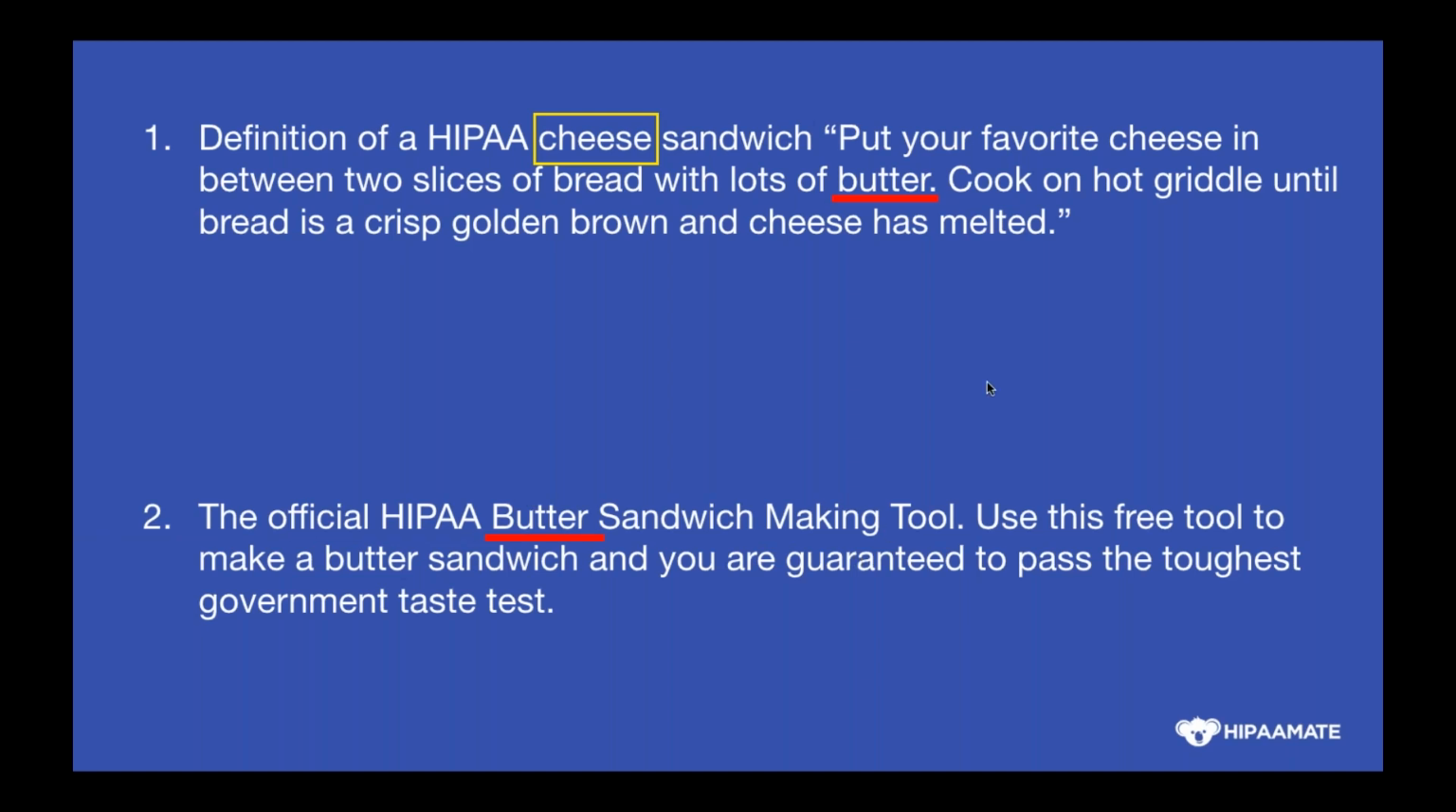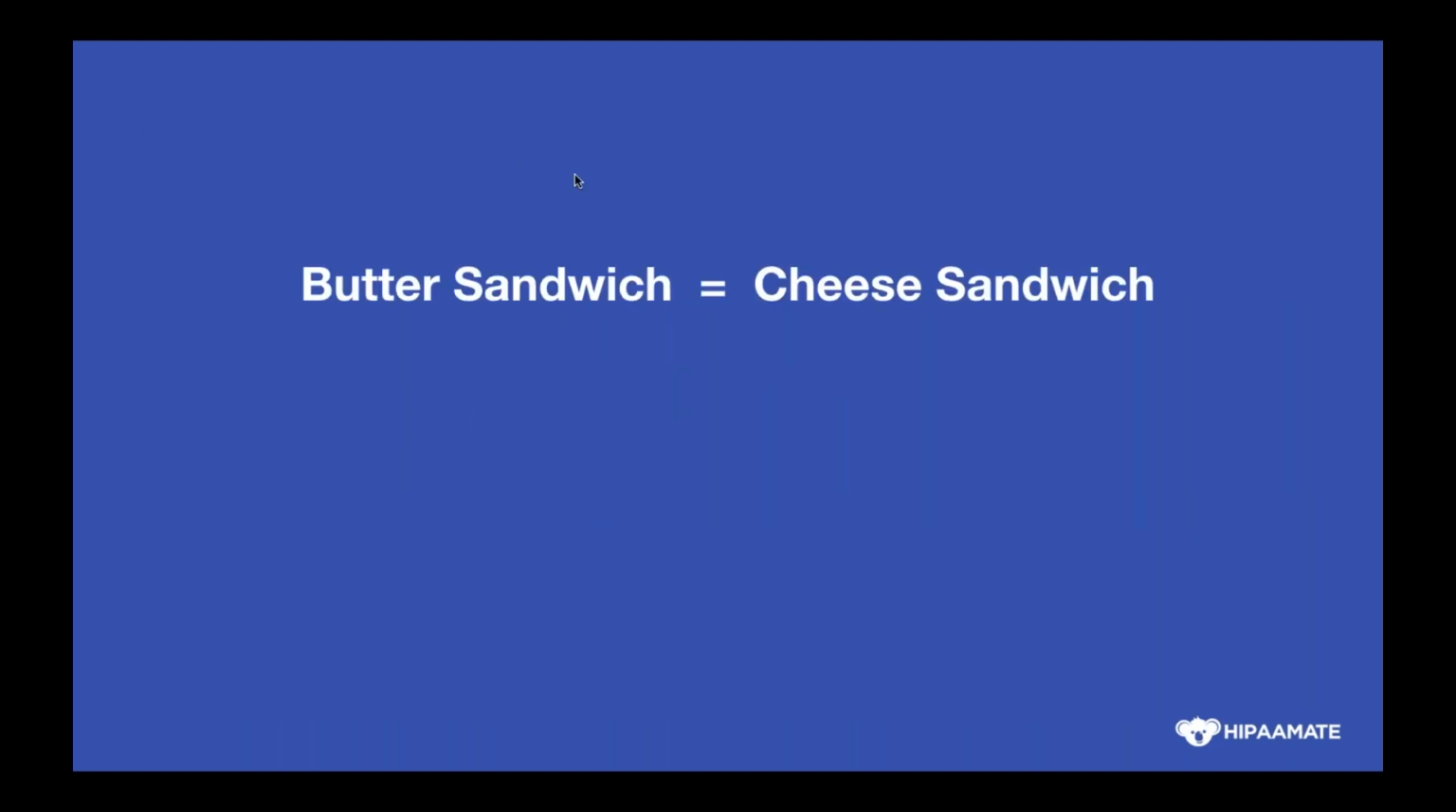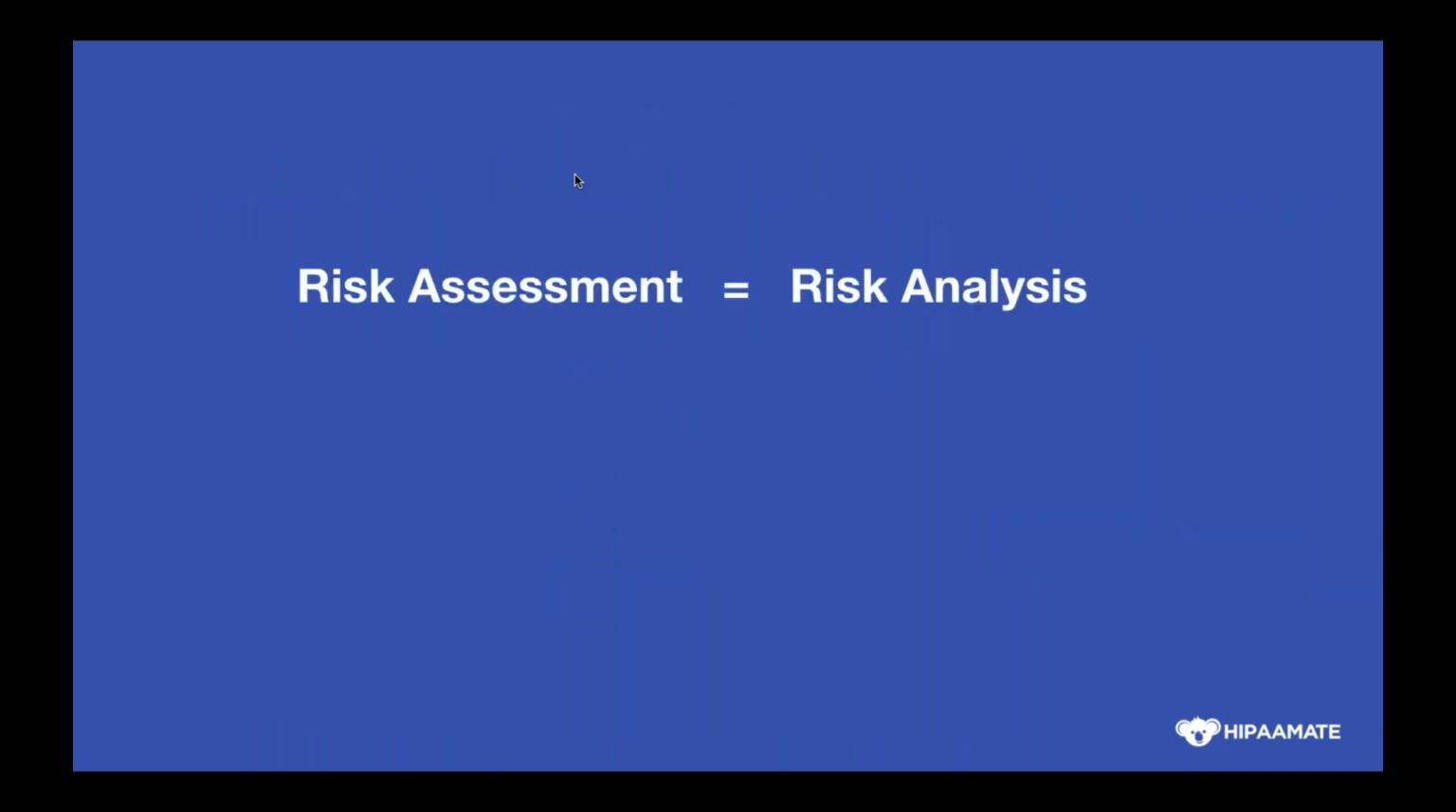So here's the problem, right? In this tool, they use the word butter. In the definition of a cheese sandwich is the word butter. So what's happening is people are going, oh, look, we have a butter sandwich making tool, and the word butter is in this definition. So therefore, by using this tool, we must be meeting the HIPAA cheese sandwich. And of course, we all know that that's absurd. That isn't actually how that works, right? That's not correct. But understand that it is the exact same thing that's happening with the risk assessment.